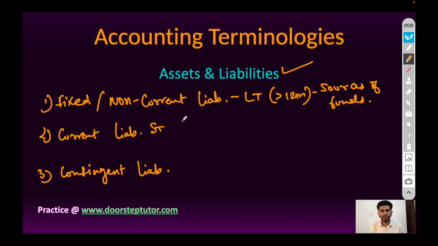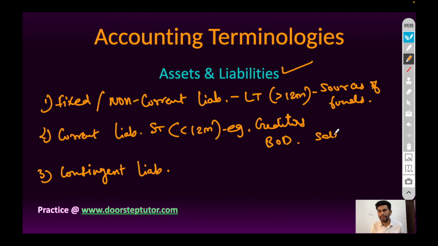Current liabilities are short-term in nature. It means it is payable within 12 months. For example, creditors, bank overdraft, outstanding expenses, for example, salary payable or rent outstanding, etc.